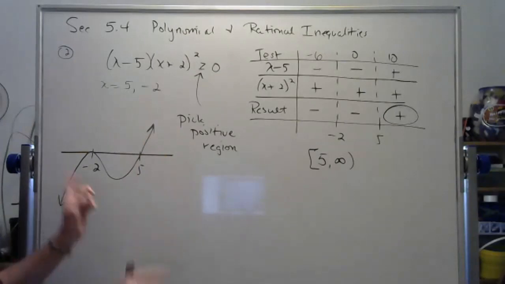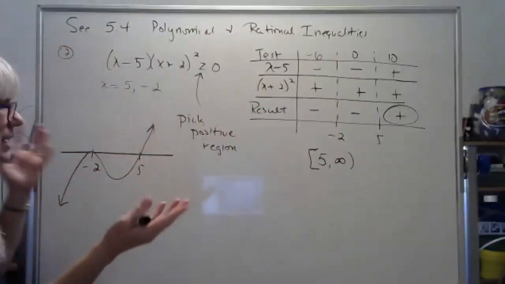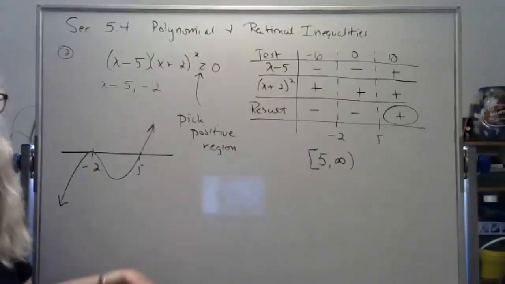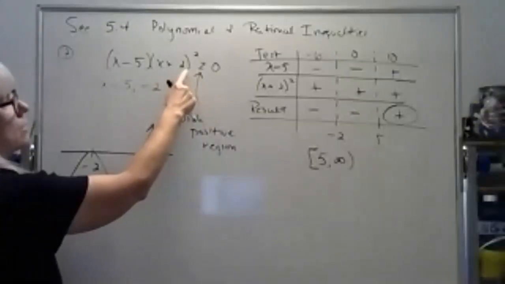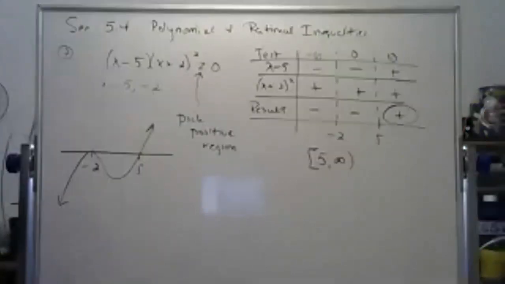So again, you can do this either way. You can do it by building a sign chart, or you can go back and use your graphing analysis from the polynomials. Notice I'm not drawing a y-intercept in because it doesn't even impact it. What this is really asking me is where is the graph above the x-axis? So I just need to identify where it's positive.